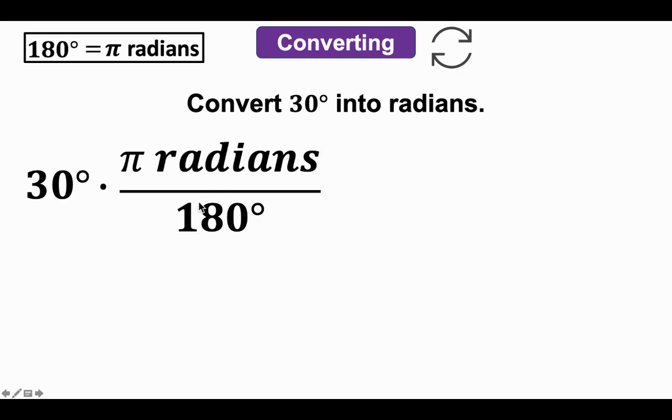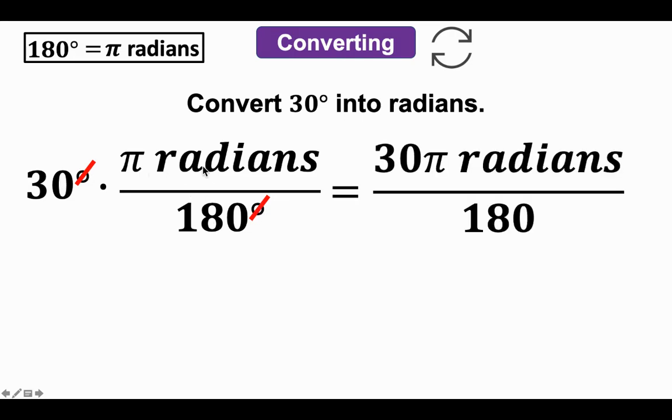Now, if I set up my fraction like this, your degrees end up canceling off because you have a degree on the top and you have a degree on the bottom. Just like anything else, whatever matches on top and bottom, you can go ahead and cross off. So those units are gone. So now I just have radian units. I no longer have degrees because my 30 degrees was up top. My 180 degrees was on the bottom. So now if I just multiply 30 times pi radians, you get 30 pi radians.